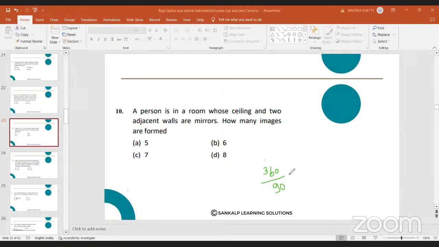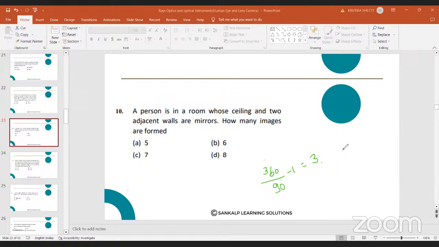But what is happening here? The 3 images formed by the walls will act as an object. Whatever these images are forming here, this acts as an object. Therefore a total of 4 images are formed with the ceiling here. So now 3 plus 4 is 7. Therefore 7 is the answer.